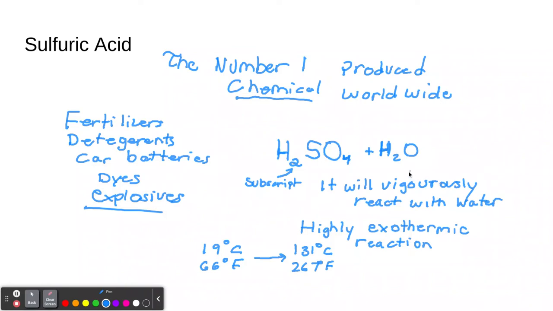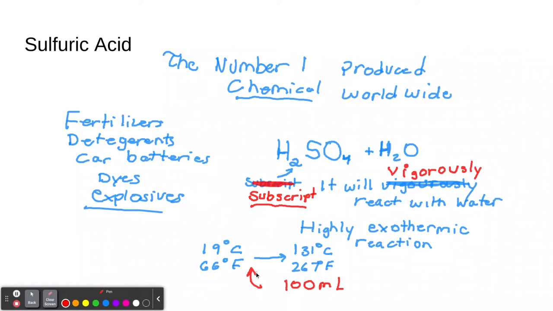And just looking at vigorously, that's not how vigorously is spelled. Let's use red and spell it right now. That's it. A little better. Vigorously. And the subscript, let's write that better too. It's a little blurry there. There we go. And by the way, we're talking about a 100 milliliters concentration of this. That's what you'll see, this highly exothermic reaction.